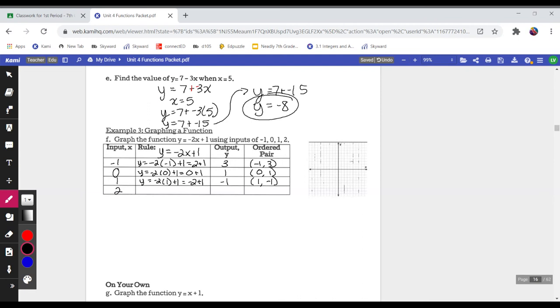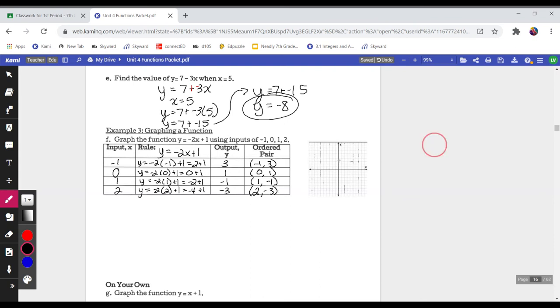So before I use the rule to figure out my output, I can also check my ordered pairs to make sure that these are correct. So my x's go negative 1, 0, 1, then it should go 2 because they're all increasing by 1. My y's go from 3 to 1, 1 to negative 1. So they're decreasing by 2 every time. So that should be negative 3. So my ordered pair should be 2, negative 3, but I'm going to check it. Y equals negative 2 times 2 plus 1. Negative 2 times 2 is negative 4 plus 1. Negative 4 plus 1 is negative 3. And that is correct. 2, negative 3 is my ordered pair.